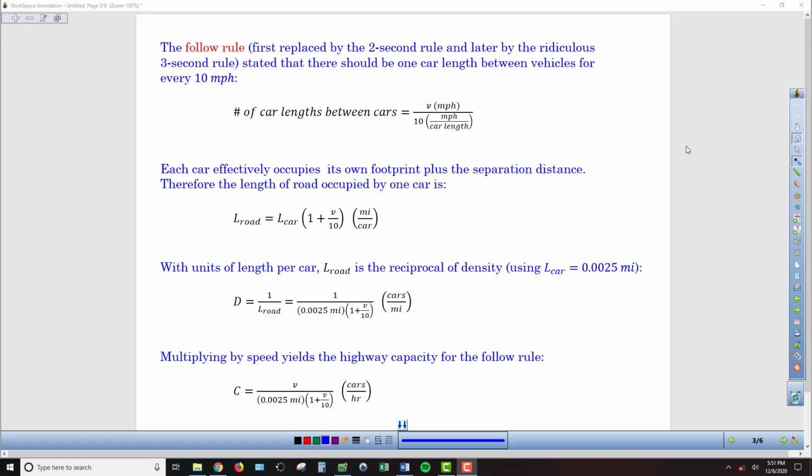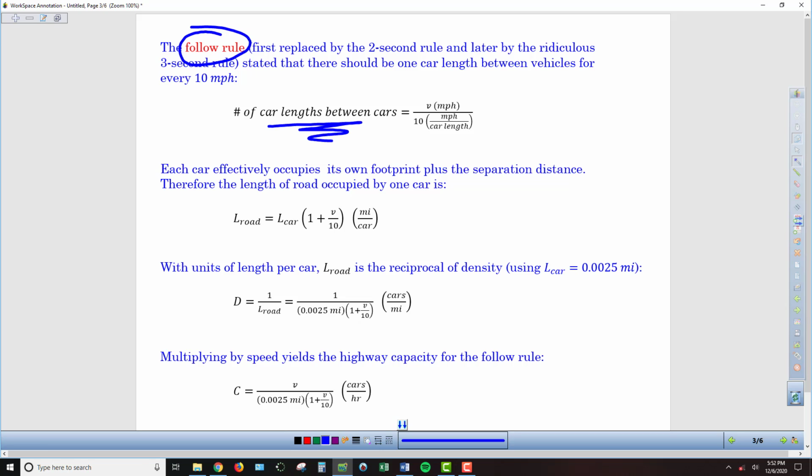So over time, the guidance as to how close you should follow another car on the roadway has evolved. And so the original rule was the follow rule, followed by the 2-second rule, which is what I learned when I was learning how to drive, and now I think it's the 3-second rule, which is totally ridiculous and impractical. But the follow rule stated that there should be 1 car length between vehicles for every 10 miles per hour of speed. So we can see this here.